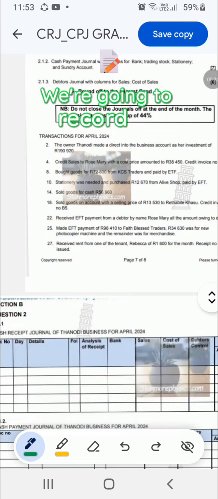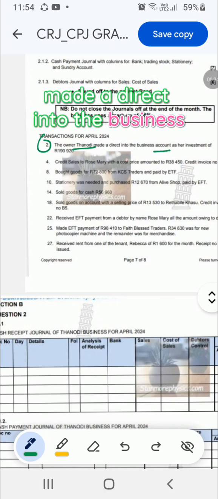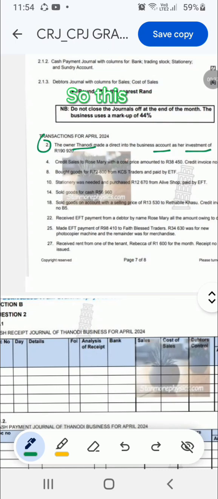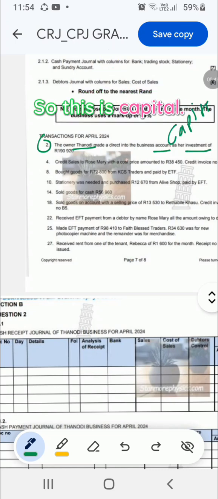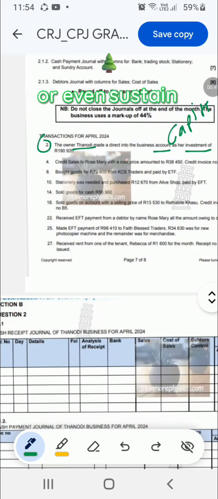We're going to record number 2. The owner, Tanodi, made a direct deposit into the business account as an investment. So this is investment. So this is capital. We know what capital is. Capital is the money used to either start a business or even sustain it sometimes.